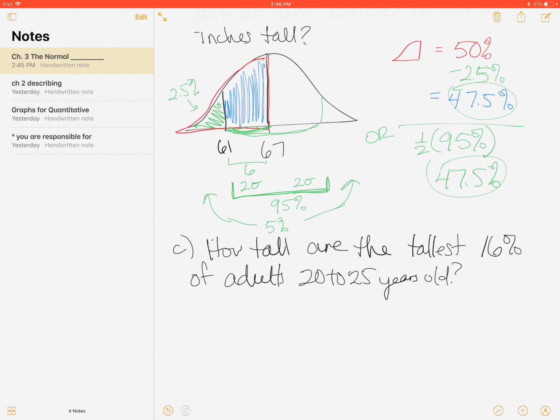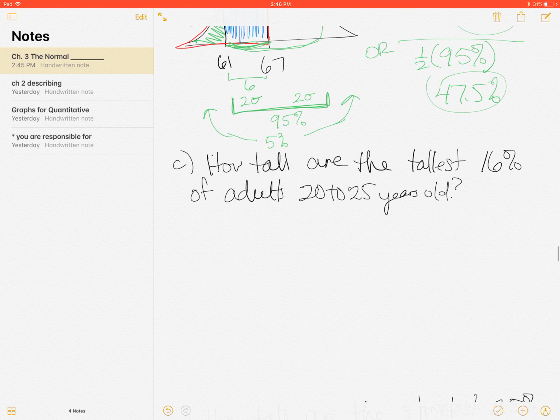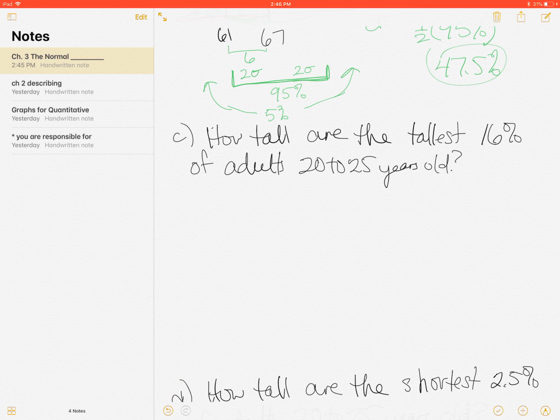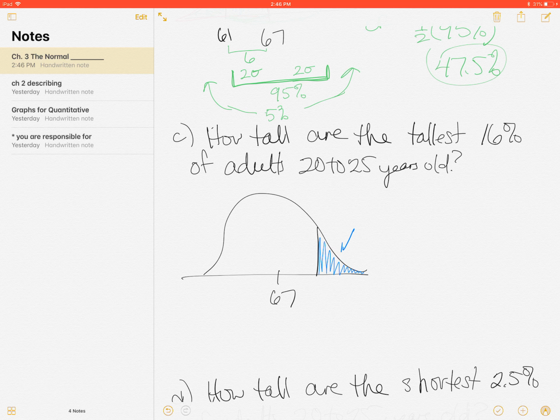Now let's go a different direction with this. How tall are the tallest 16% of adults 20 to 25 years old? So again, we're still in the normal. Our mean is still 67. Now, here's where we have to be careful. We're looking for tall people. Tall people have big numbers, and so they're going to be somewhere over here. And we want this area to be 16%. And what we're looking for is this number.